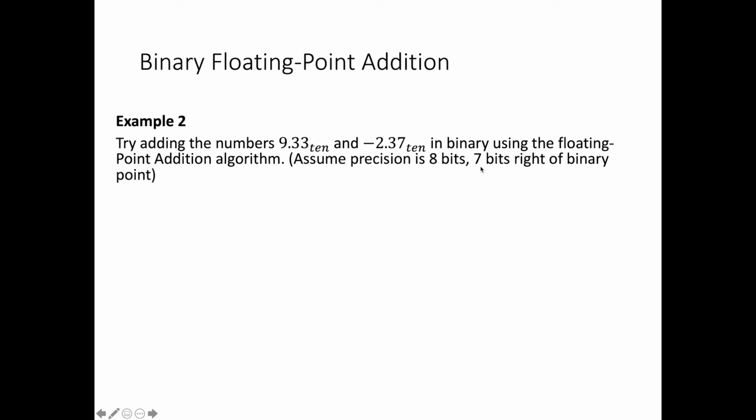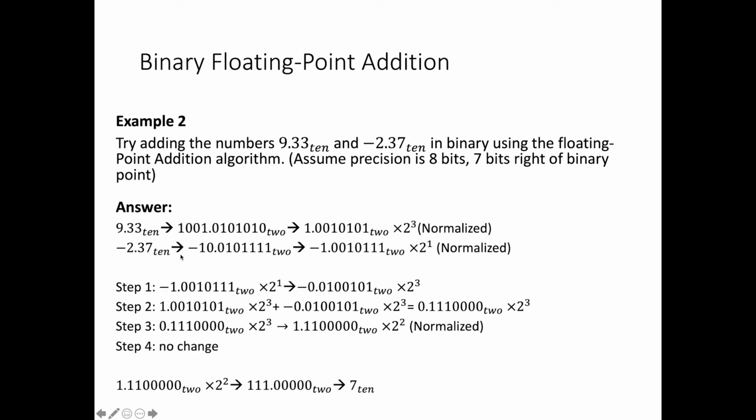the precision is 8 bits and 7 bits right of the boundary point. So to do that, here is the answer. We need first to translate those two decimal numbers into binary numbers by using the method we talked about before, and then we can do the algorithm. Step 1 is to analyze the exponent. We shift it to the right and make the exponent the same.